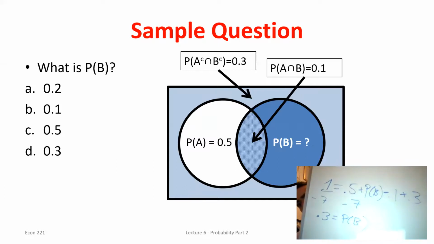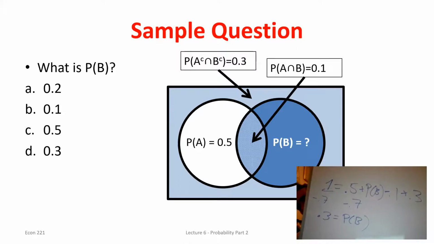So we just plug in those values. 0.5 was the probability of A. 0.1 was the probability of the intersection. And 0.3 was the probability of the intersection of the complements. And the probability of B is the one thing we didn't know. I did a little bit of the algebra in my head there. I added 0.5 and 0.3 and subtracted. I knew that was 0.7, so I subtracted that 0.7 from both sides. Okay.